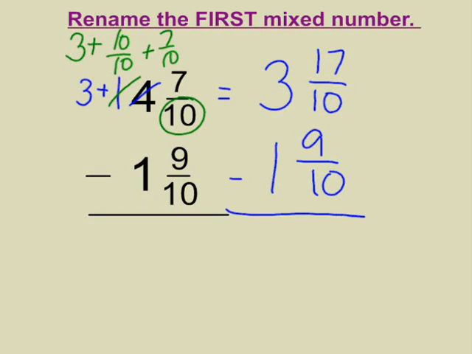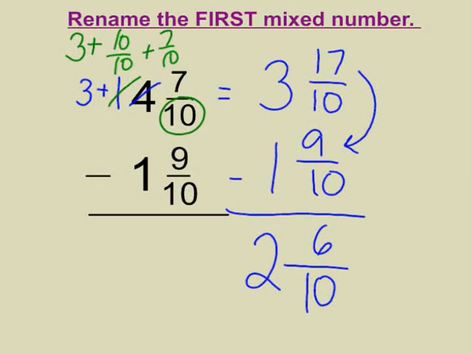Now I can subtract. So 17 minus 9 would be 6. My denominator stays the same, so that would stay 10. And now I can just subtract 3 minus 1 is 2. So 4 and 7 tenths minus 1 and 9 tenths would equal 2 and 6 tenths. And now I don't have to go back to a mixed number if I ended up with an improper fraction like I did on some of my other questions. So this step actually saves us a little bit of time.